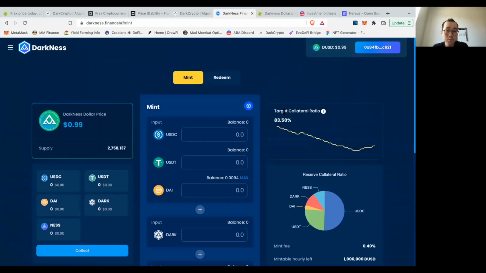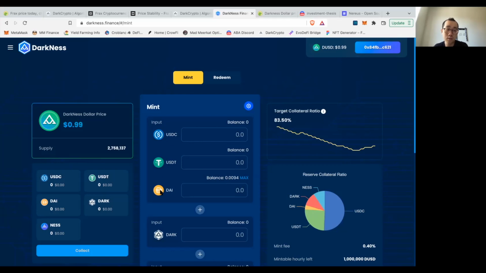So as you can see, this DUSD or Darkness dollar is considerably lower risk than something that is stabilized like a tomb fork, purely algorithmically with no backing whatsoever. The target collateral ratio now is 83.5%, meaning that each Darkness dollar must be backed by 0.835 of a stablecoin like USDC, USDT, or DAI.